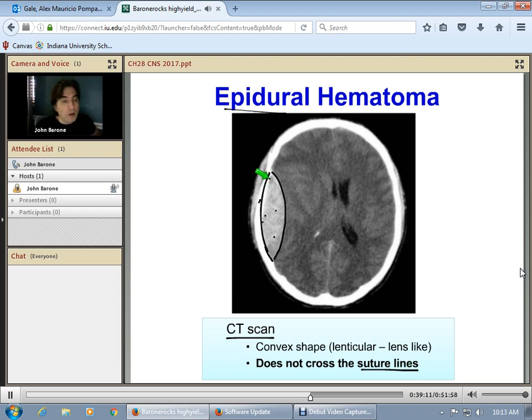So it can peel off in most places, but once it's a suture line, it won't cross the sutures, like the midline. Doesn't cross that. That's very important because subdurals can cross suture lines. This will not cross suture lines. Very important to know that.